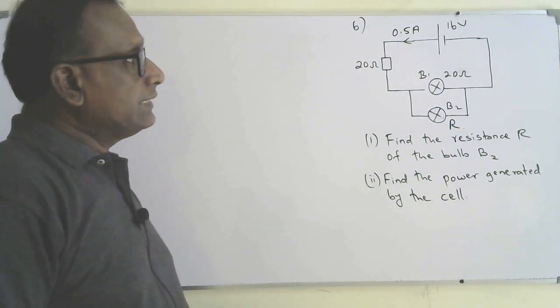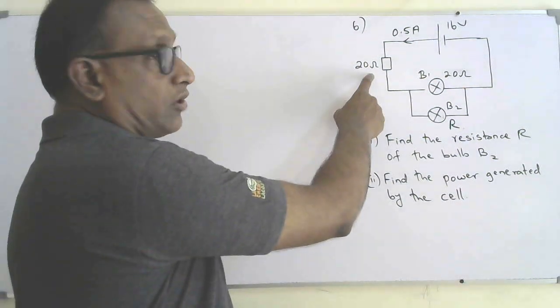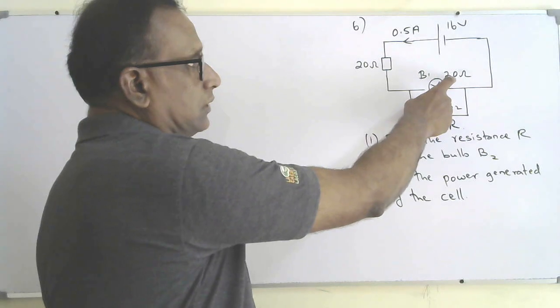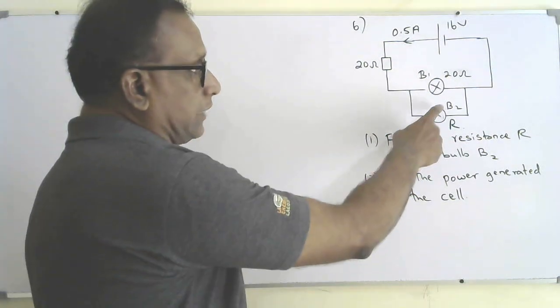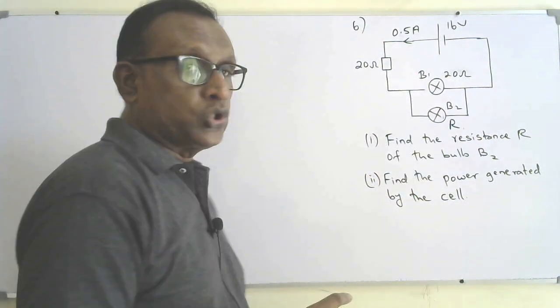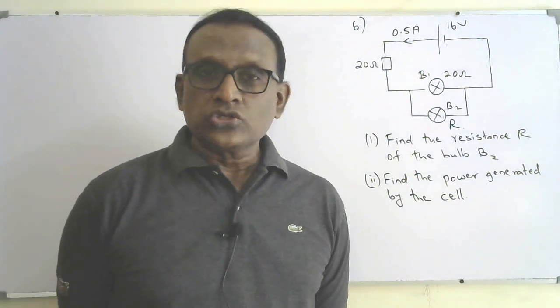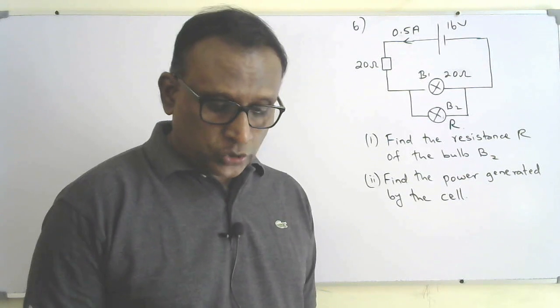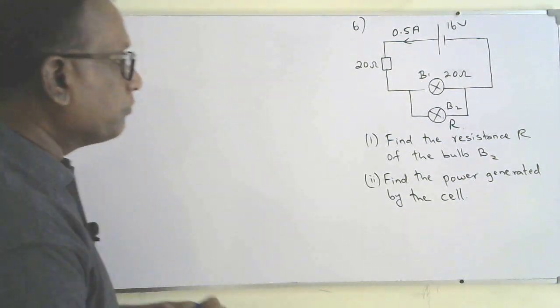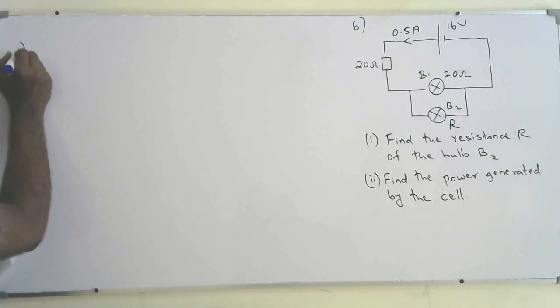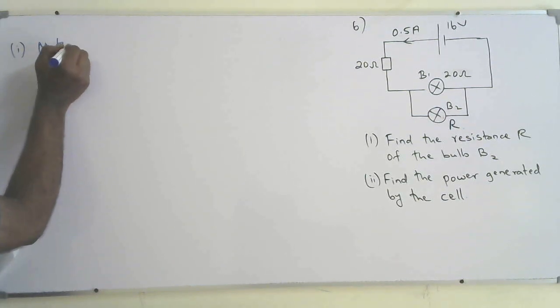Okay, so in this question, a resistor of 20 ohms, bulb B1 of 20 ohms, bulb B2 with unknown resistance R. First part, find the resistance R of the bulb B2. So the first part we can do in two different ways, right? So method 1 for the first part.